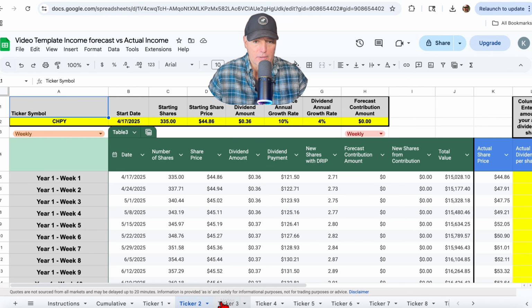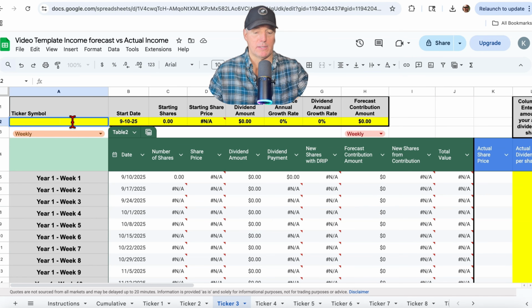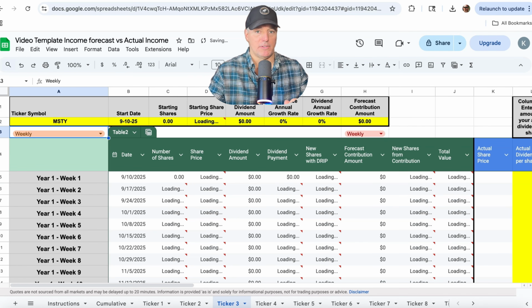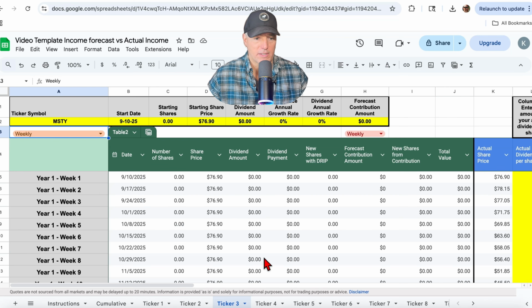If you have other funds, you come over here to ticker 3, put in the symbol, the start date. You can change all of these, and this will all populate. Let's just go ahead and type one in. We will go with MSTY, Misty. You can see it's loading, and it takes a little bit, so give it time. There's a lot of formulas. There it goes. It populated the share price right here.